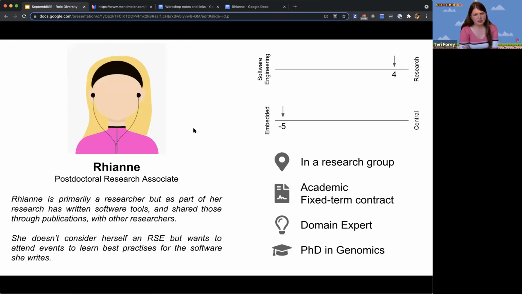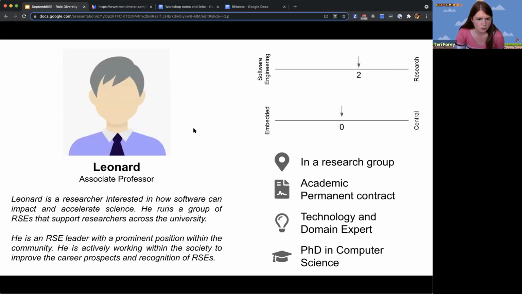So our first person is Rianne, who is a postdoc, and I won't read all of this in any detail because you can look at it in detail, specifically in the breakout rooms, but Rianne is primarily a researcher, but has also written software and shared those through publications with other researchers. We then have Leonard, who is a researcher interested in software and its impact.